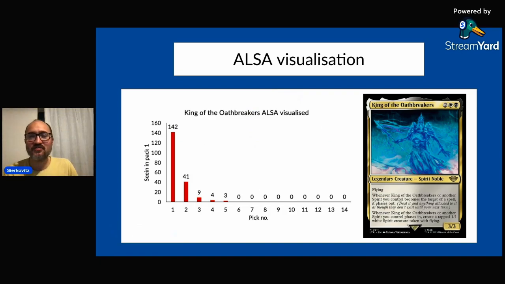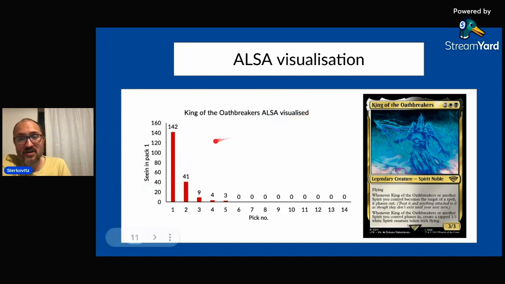There are a million ways of dealing with it without targeting it. That's the thing that you want to be. But when I looked at the data from the roughly 10,000 something drafts, and I looked at how the card is seen in pack 1, you can see that it was seen when you opened it in 142 packs, and this is our baseline.